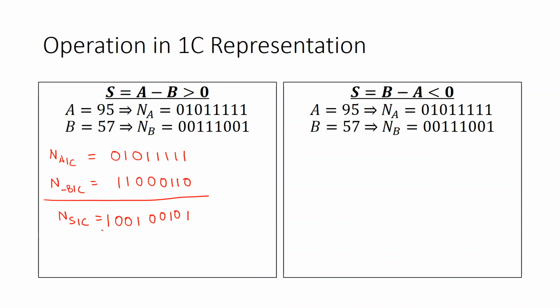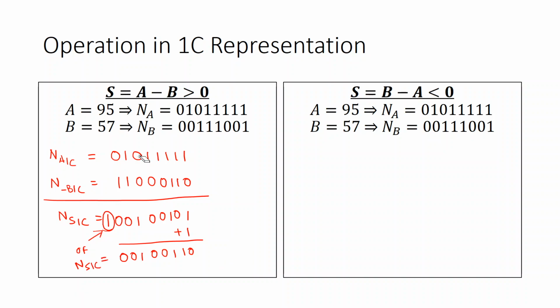And here you can see this is the additional 9th bit. This is the overflow. What you have to do with the overflow? You have to bring it back and add it to the result. Then what you get? You get this. Now you interpret this result. So this is actually your final result in 1c.